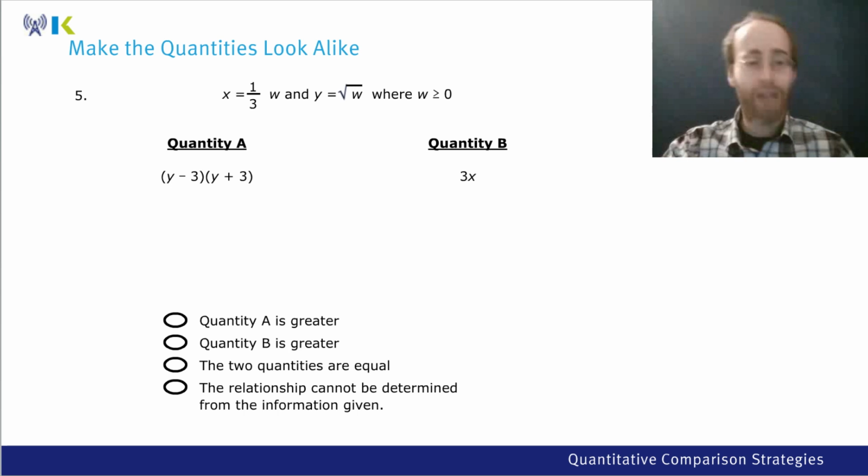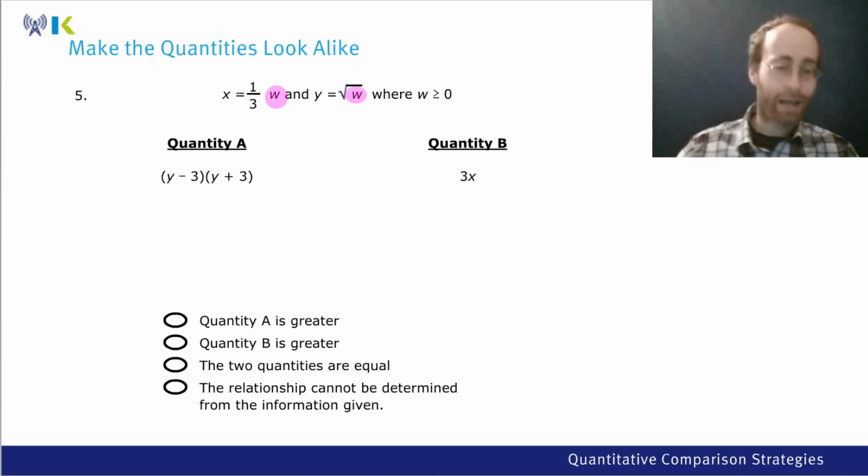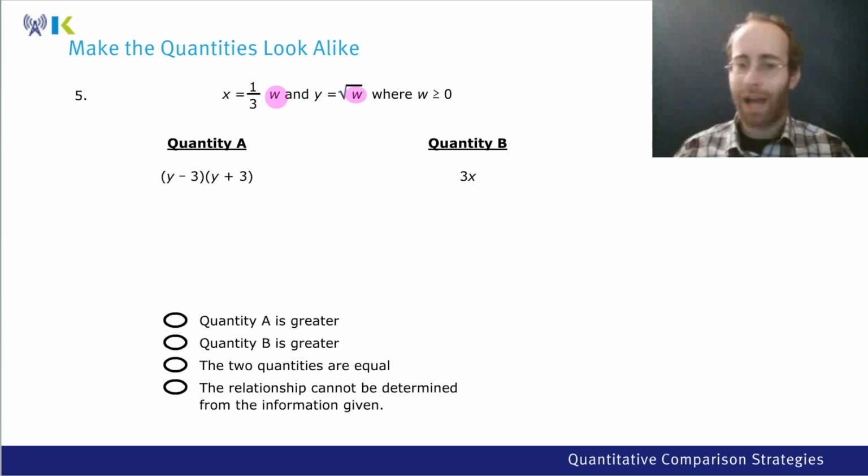So here is how we can beat the test makers when they think they can intimidate us with letters and symbols. The first thing to notice is that there is a unifying theme to the centered information. Both of these equations have a W in them. That is your tip-off that you can make the quantities look alike. Because instead of having an x in quantity B and a y in quantity A, you know for an absolute fact that you can replace those x's and y's with w's.